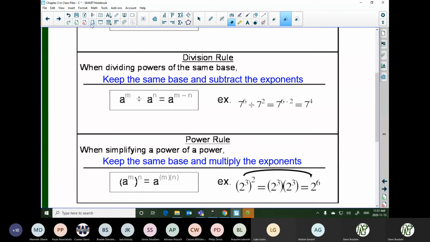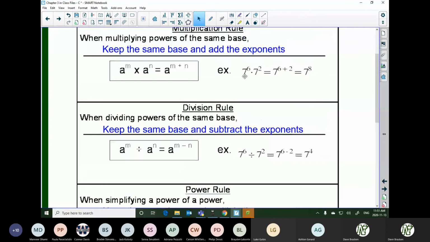So just to review real quick, and I'll scroll back down, here are the 3 rules. When you have the same base and you've got 2 powers and you're multiplying in between, add the powers together. General rule right here. When you have 2 of the same base, but you're dividing in between, you subtract the powers. 7 to the power of 6 divided by 7 to the power of 2 is the exact same as 7 to the power of 4.